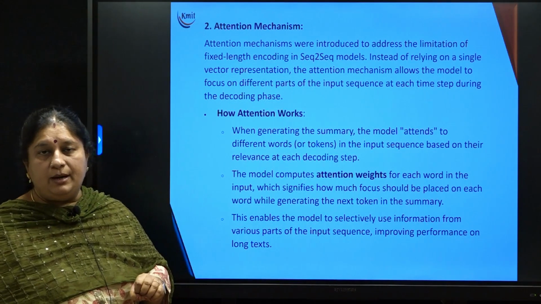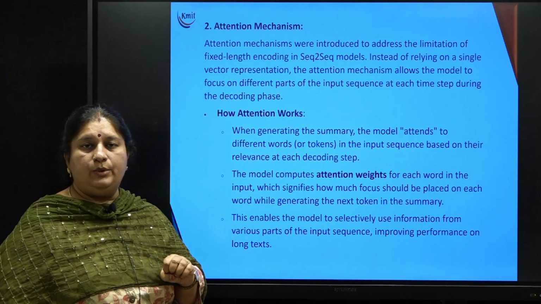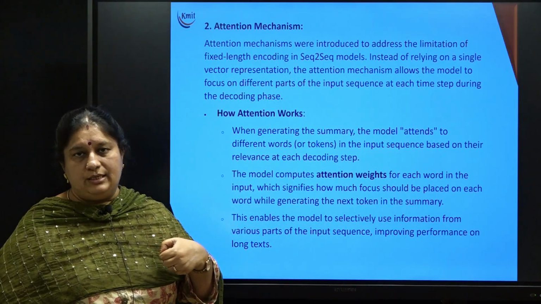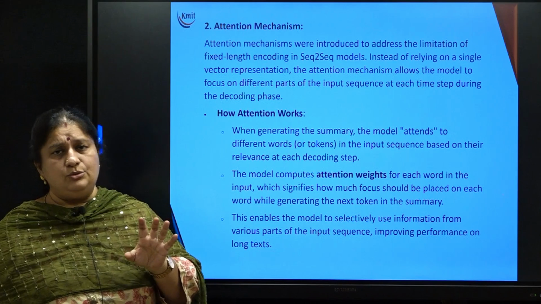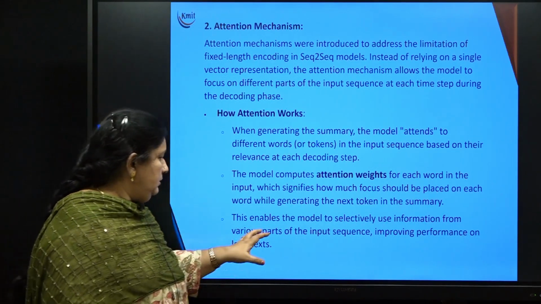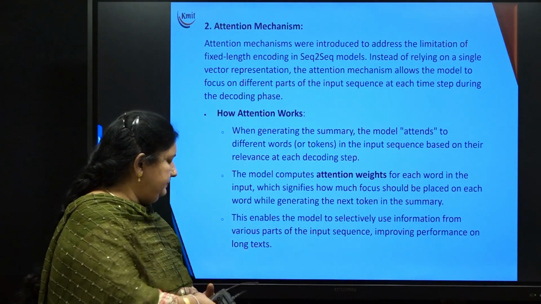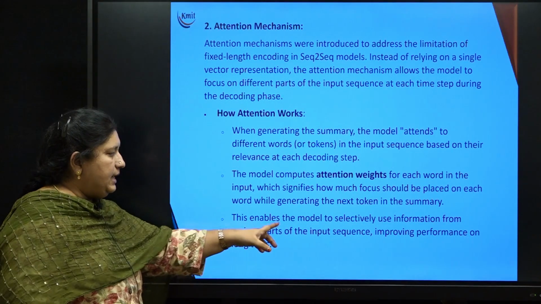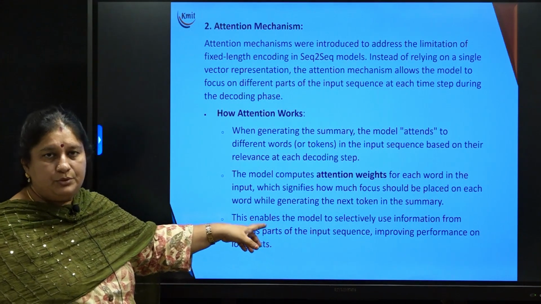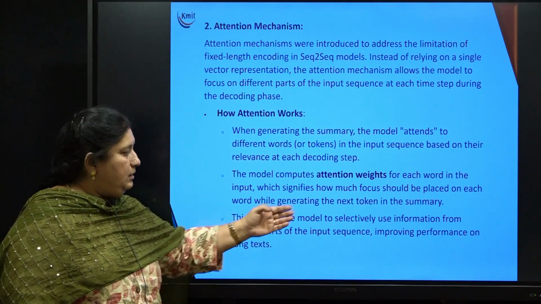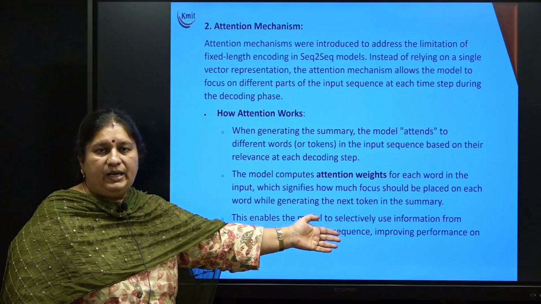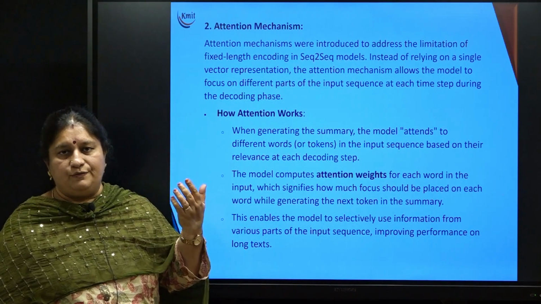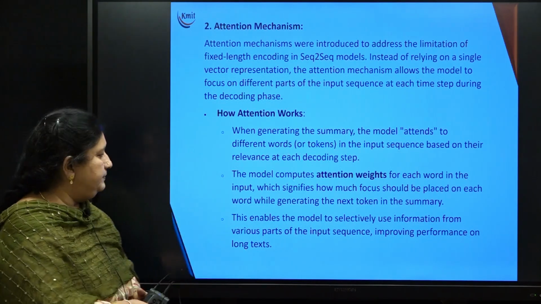How do I select the various parts of the input sequence? Whichever has higher weight, we take those tokens as helping us to generate or process the input sequence. Because you are selecting only some of the tokens from the input sequence based on the weights, it improves the speed and the performance in processing huge passages or longer texts.